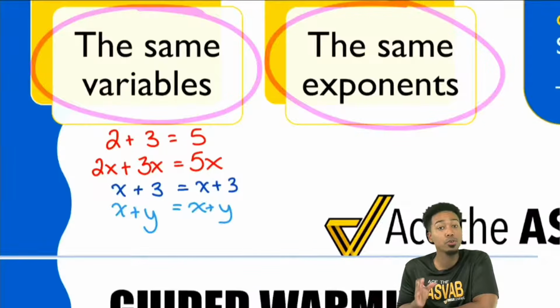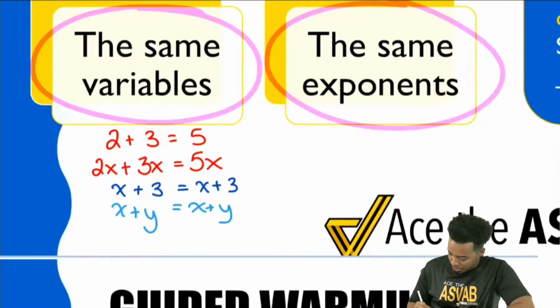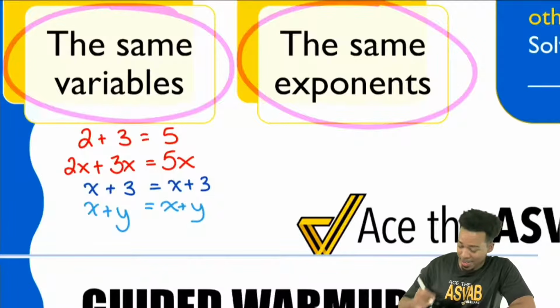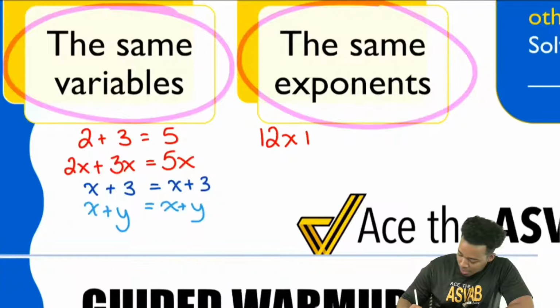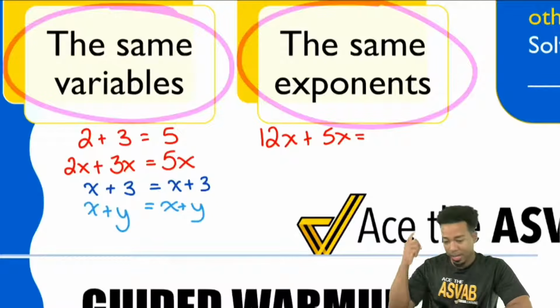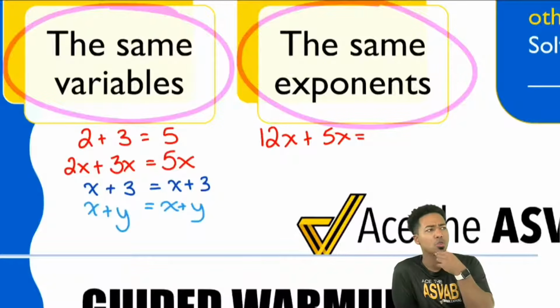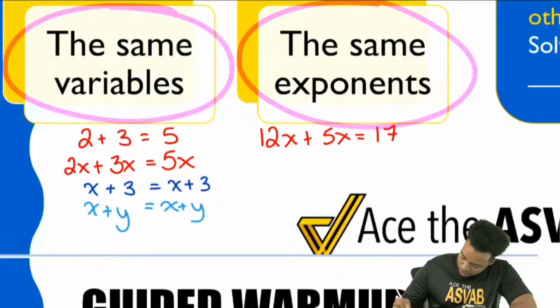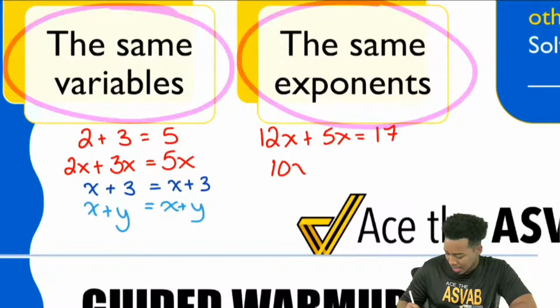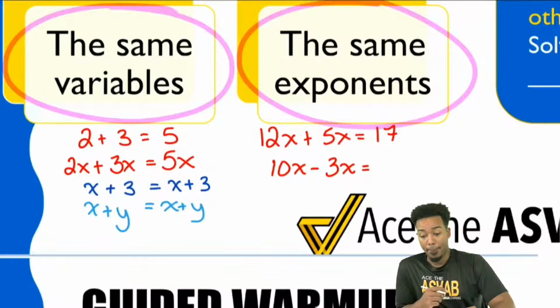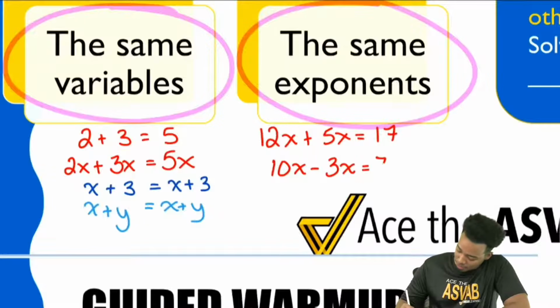Long story short, everybody, let me show a couple more examples. Get ready to be quick. 12x plus 5x. What's that going to be, everybody? Go ahead. 12x plus 5x. 17x. Thank you, appreciate that. Okay, what about 10x minus 3x? Pay attention. That's going to be 7x.